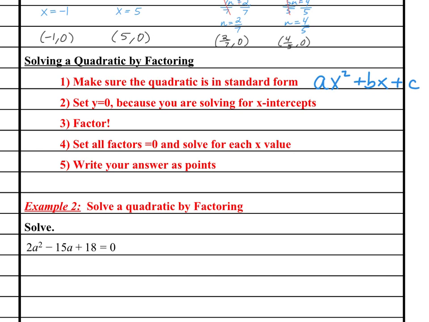Then you have to set y equal to 0 if it's not already, because you're solving for the x-intercepts, and that's where y equals 0. Then factor and do the zero product property and write your answer as points. So we'll set both factors equal to 0, or all three, and solve.